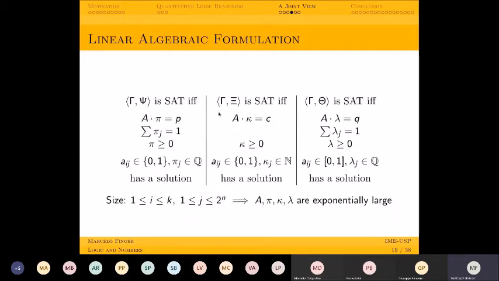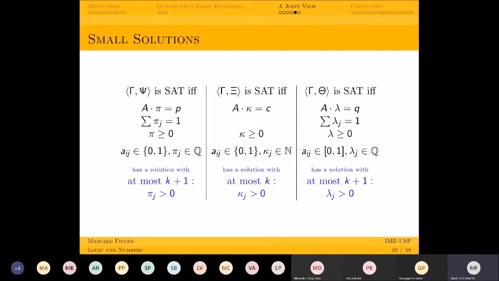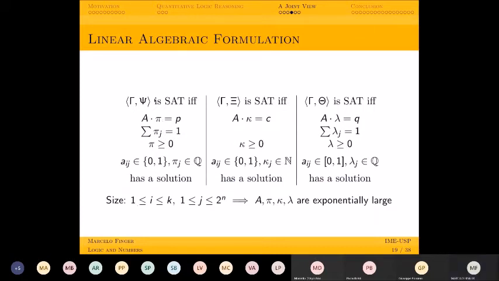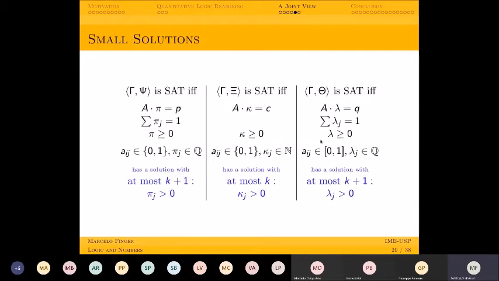And so we have this formulation in linear algebraic terms, but the linear algebraic elements, the matrices and the vectors, these two vectors here, they may be exponentially large. Oh, and here can be even infinite, but forget about that. So what do we do with the exponentially large things? Well, we say, we don't need exponentially large. They all have small solutions. So if this thing is satisfiable, if there is a solution for this problem, or for this problem and for this problem, we can show that there is a small solution.